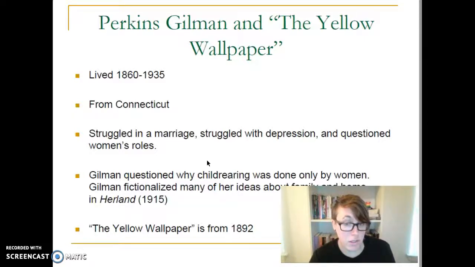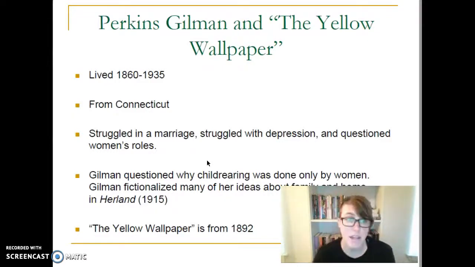Some of the similarities are that Perkins Gilman did struggle in a marriage. She struggled with depression, and she very often questioned women's roles. In fact, there's a novel I recommend if you're interested in reading more of Perkins Gilman, called Herland. Overall, Gilman questioned why child rearing was done by only women, and she included many of her questions about patriarchal values and roles for women in her writing. So her ideas about family, about home, about marriage, etc.